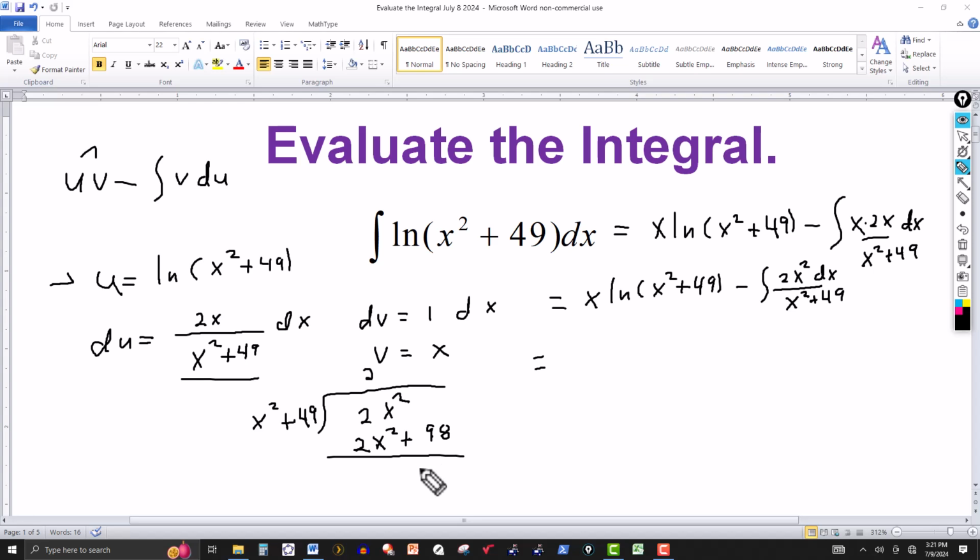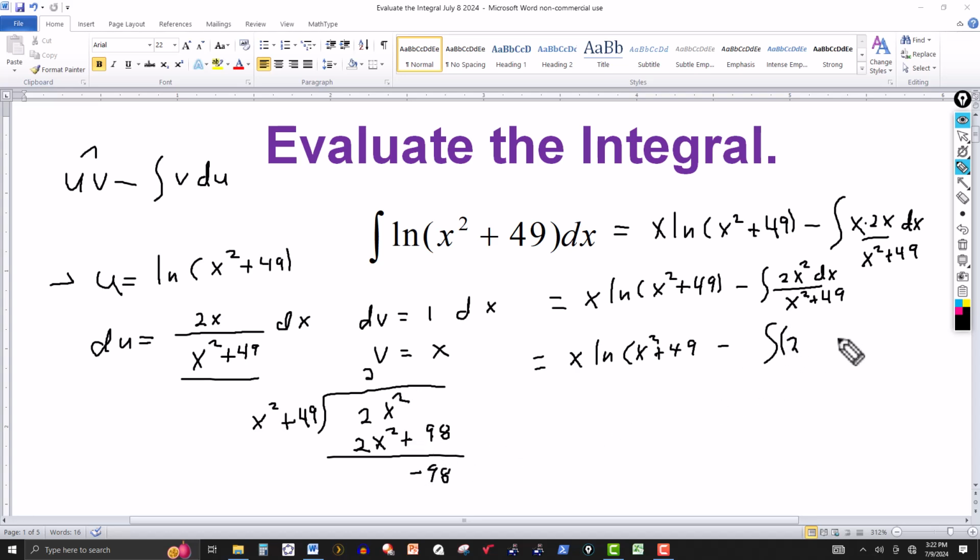So 0 subtract 98, that's a minus 98. So then I continue over here. This is x ln of x squared plus 49 minus, and then this is going to be the integral of... So I'm going to replace this integrand here with what I got here. So 2x squared divided by x squared plus 49 gave me a 2. So I'll put this out in front or inside here, 2.